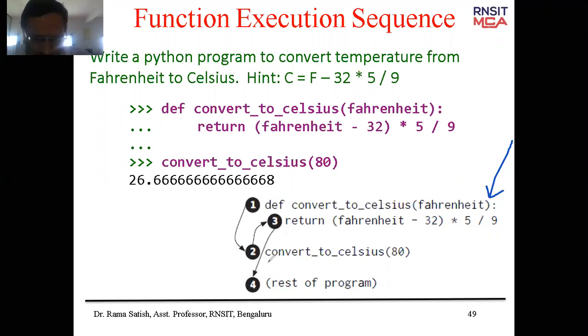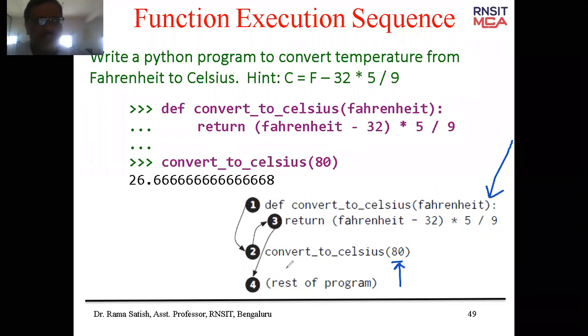Next, it will come back to the main program. In the main program, you are asking the function to execute by passing the value 80. Once you pass the value 80, 80 will go to Fahrenheit. It will make a function call, and later the body of the function, the suite of the function, is calculated, and finally the value gets returned. The returning value is taken care of straight away, and once the return happens, the rest of the program will execute.